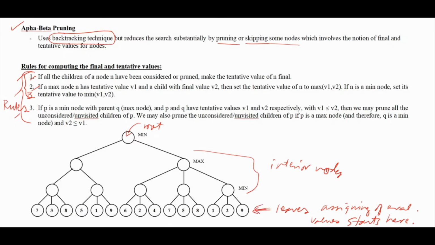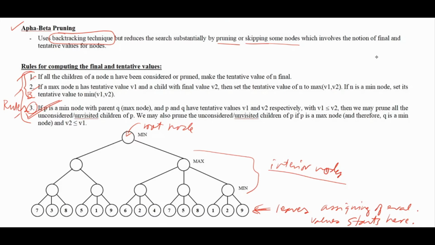So say for example, these leaves have the evaluation values 7, 3, 8 respectively, and the interior nodes do not have evaluation values yet, and the root node has no evaluation value yet. Rule number 3 is the rule that allows us to prune some nodes. This is not applied in backtracking, therefore backtracking will visit all of the nodes and will not skip or prune any of them.